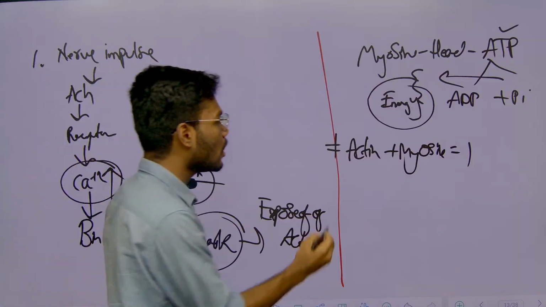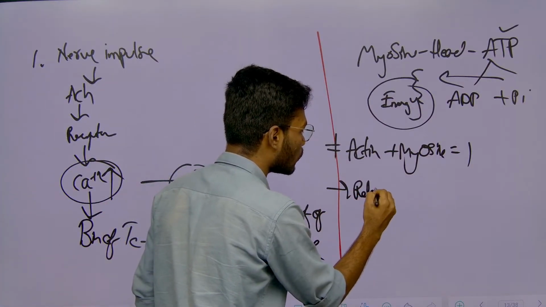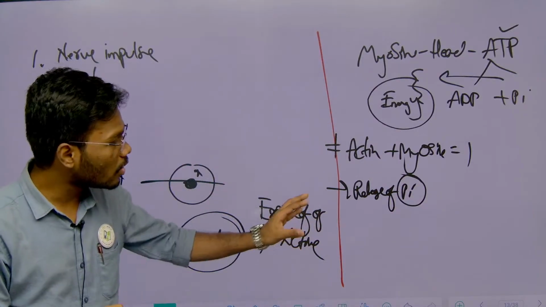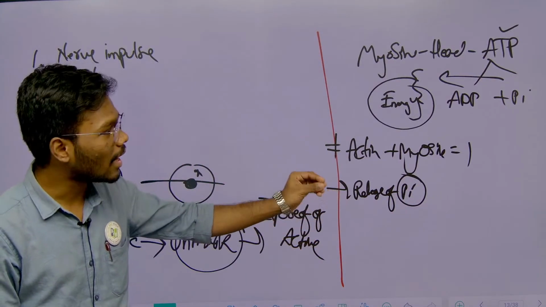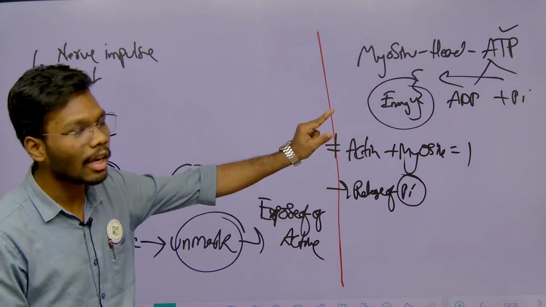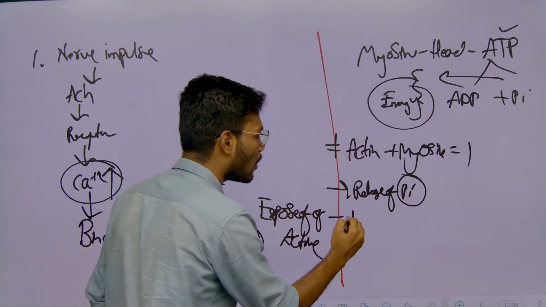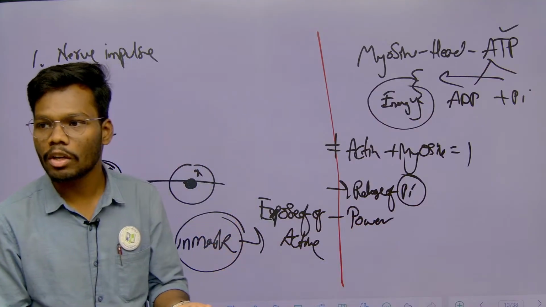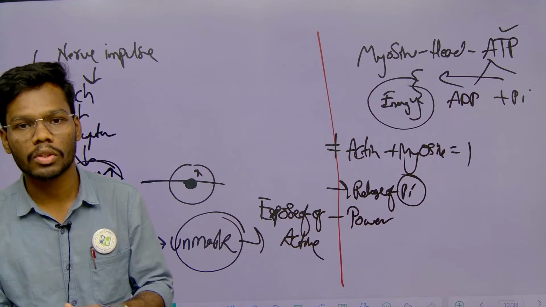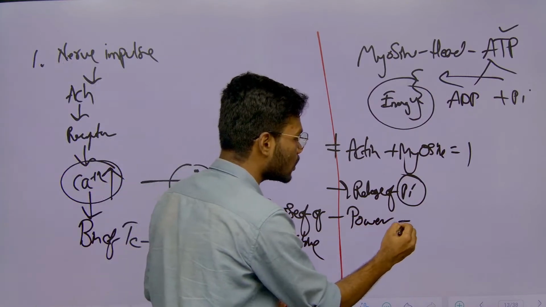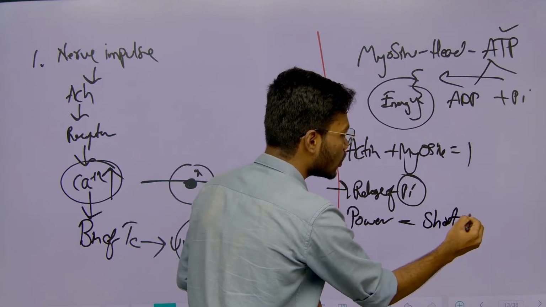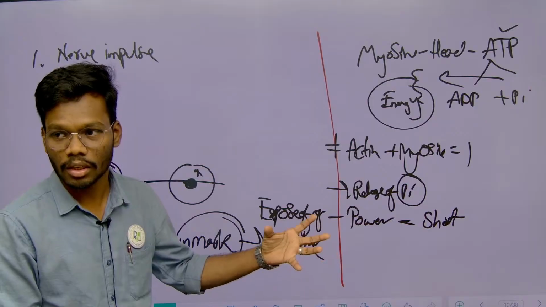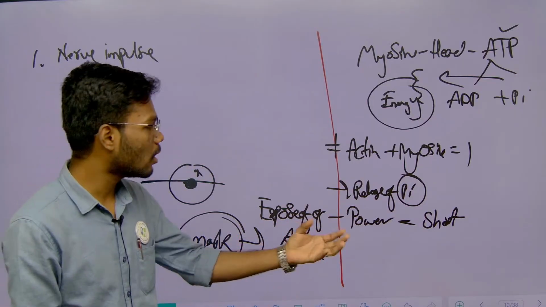Now there is a release of inorganic phosphate. Because of the release of inorganic phosphate and having some energy from the ATP hydrolysis, a power stroke will happen. What is a power stroke? The bending of this myosin head is called the power stroke. In the power stroke there is shortening of this sarcomere, so contraction initially happens in the power stroke.